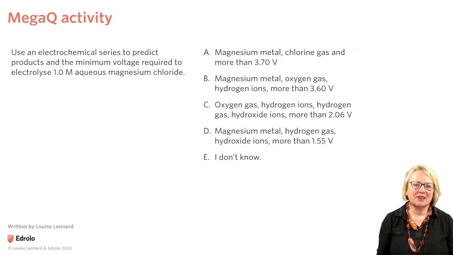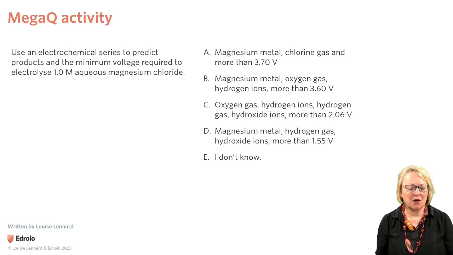Okay, use an electrochemical series to predict the products and the minimum voltage required to electrolyse a 1 molar aqueous solution of magnesium chloride. Have a go at that question.